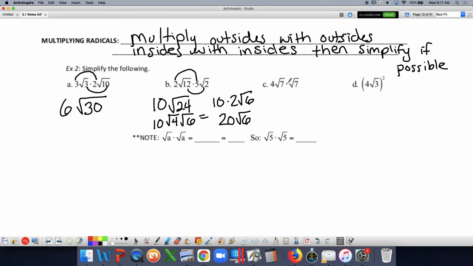Right, next example. If there is no number outside of the radical, it is implied that there is a 1 there. So you're really multiplying 4 times 1, and then 7 times 7 under the radical, square root of 49, which is just 7. 4 times 7, my answer is 28.